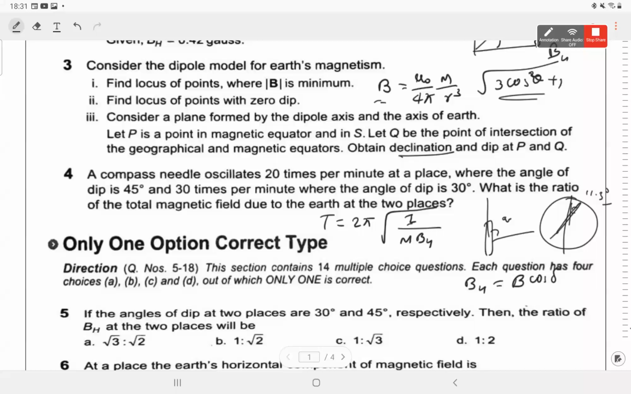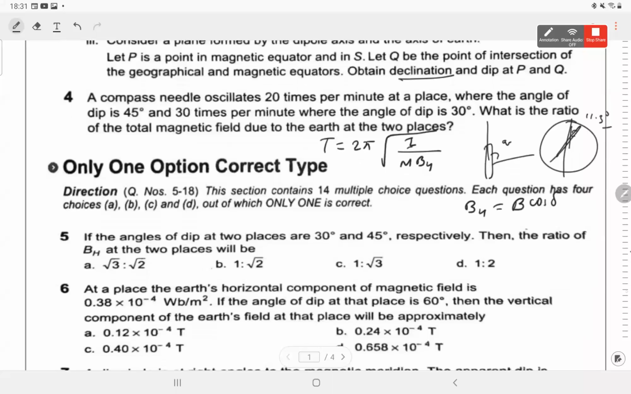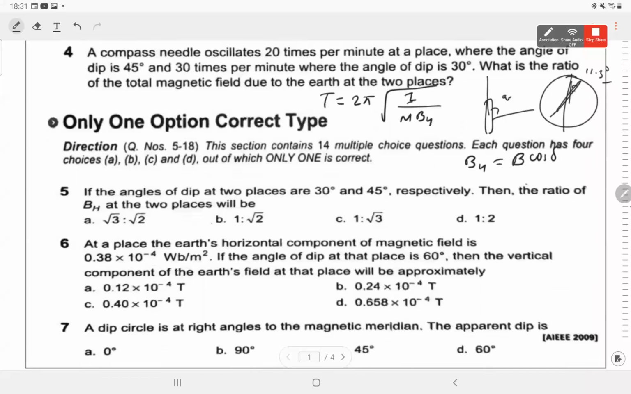If the angle of dip at two places are 30 and 45, then the ratio of BH at two places. BH is B cos delta, B दोनों के लिए same है. Cos का ratio आ जाएगा, so cos 30 by cos 45. At a place where Earth's horizontal component of magnetic field is 0.8, angle of dip is 60, then the vertical component divided by horizontal component is equal to tan of angle of dip. Delta is 60, so tan 60 is root 3.